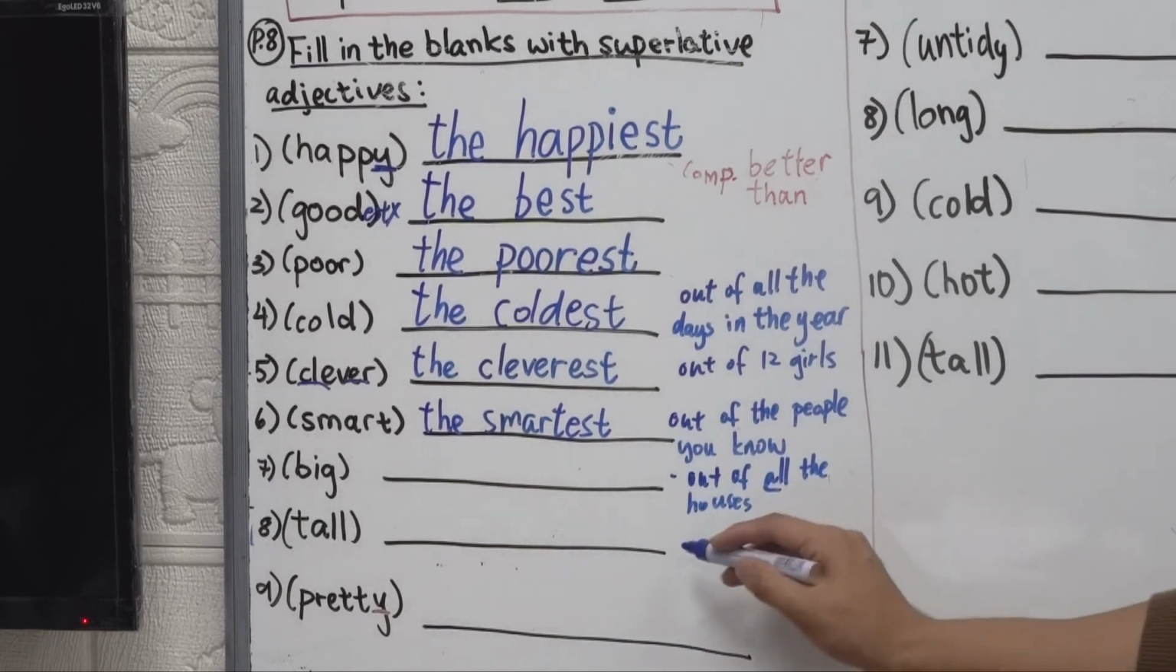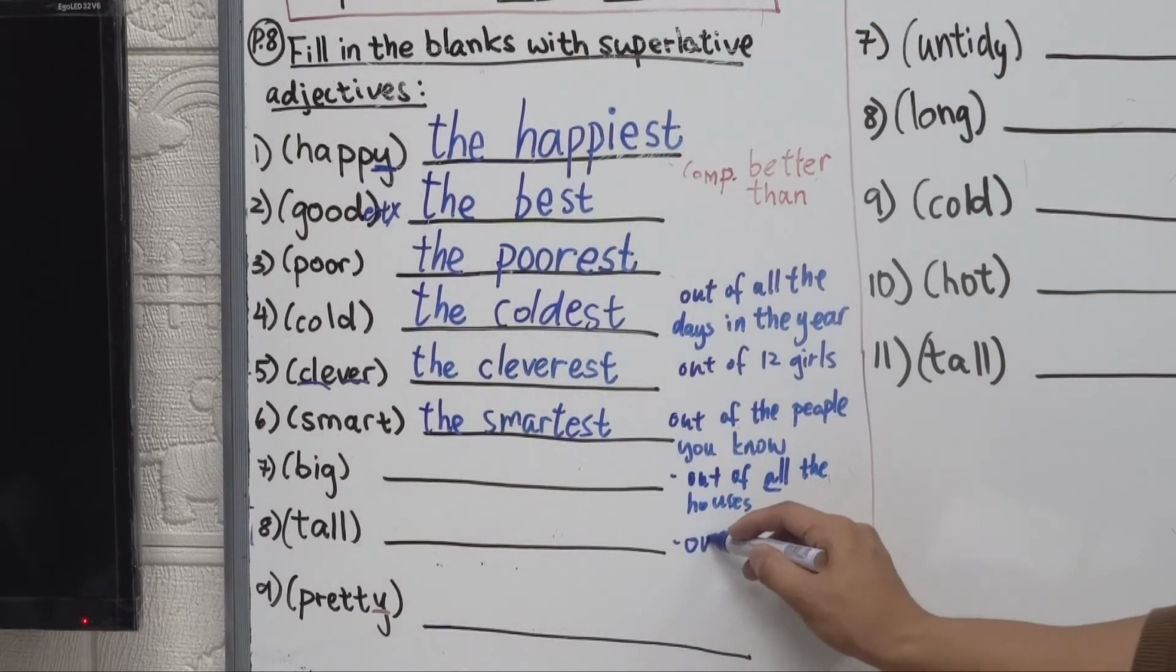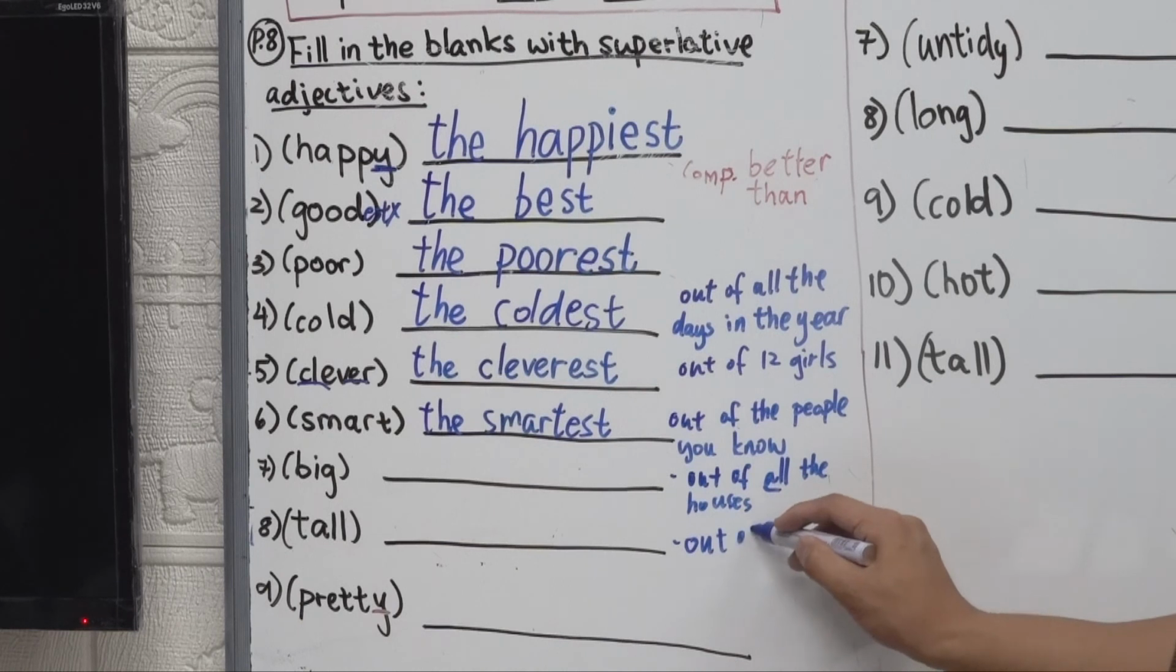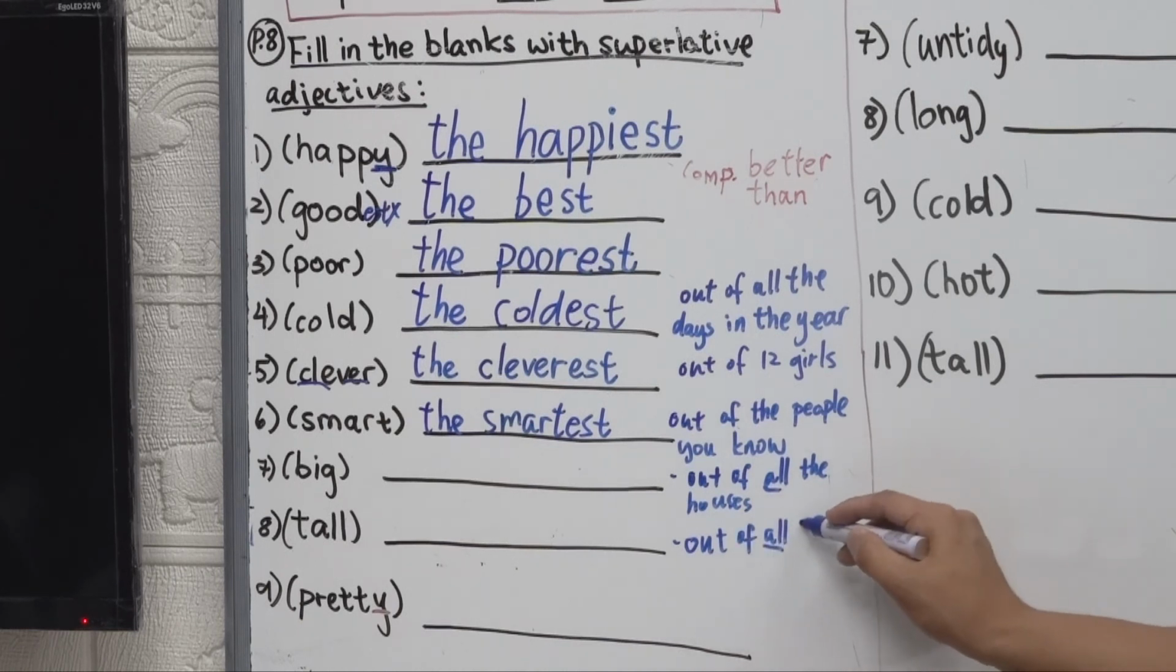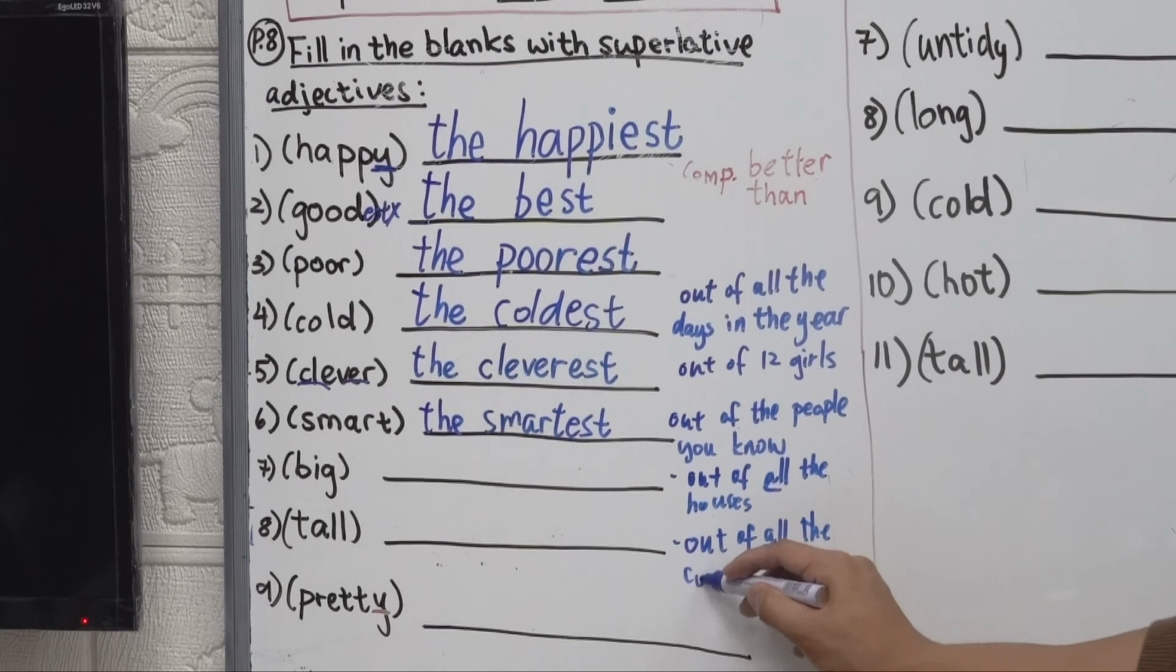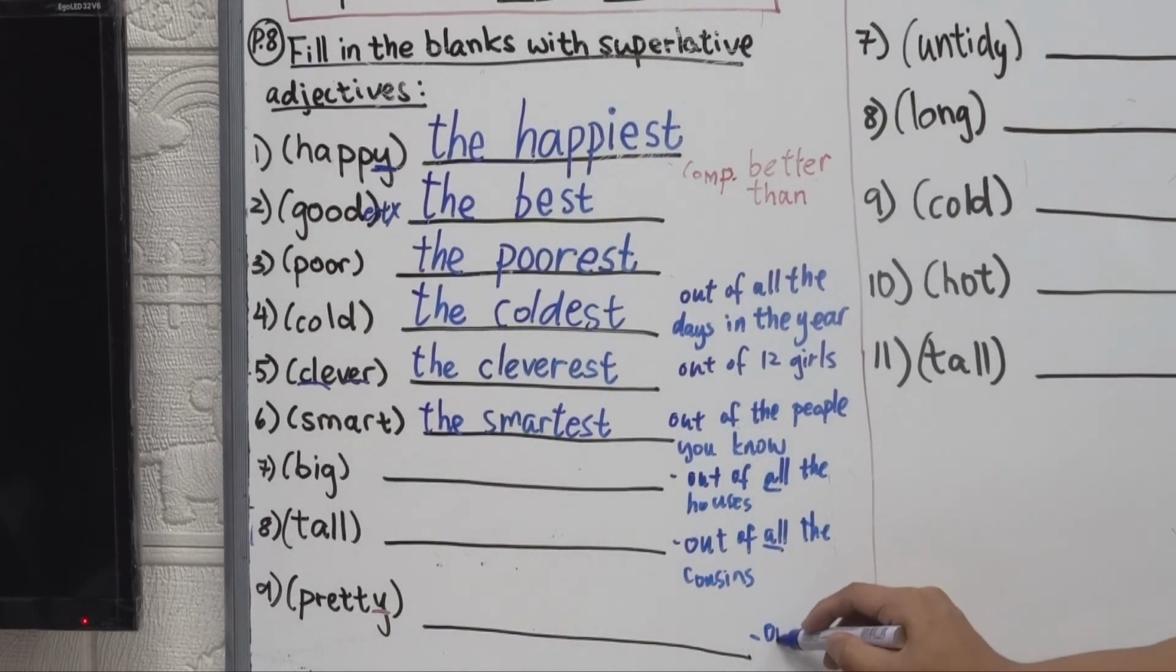And then, again, out of all the cousins. Tall, he is the something. So out of, again, all the cousins. And then pretty, same thing, out of all the girls you know. Alright, so I'll give you very quickly, just give me the answers or write down the answers for 7, 8, and 9. Alright, very simple.